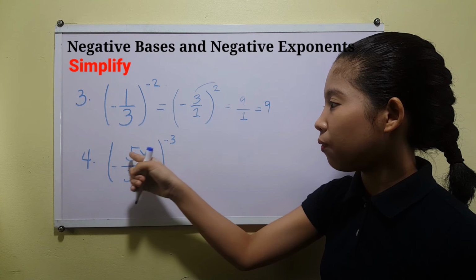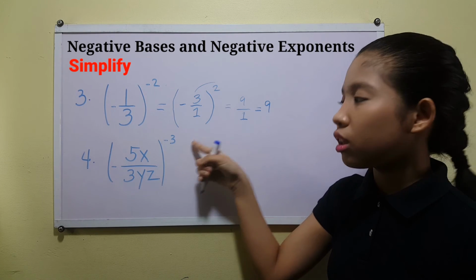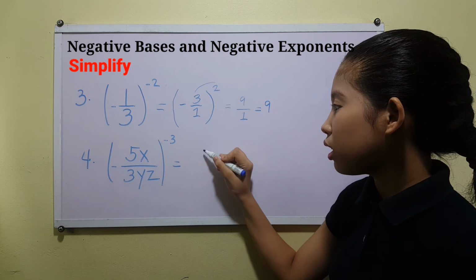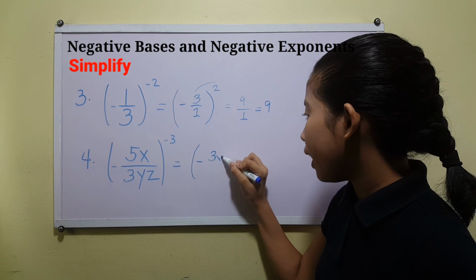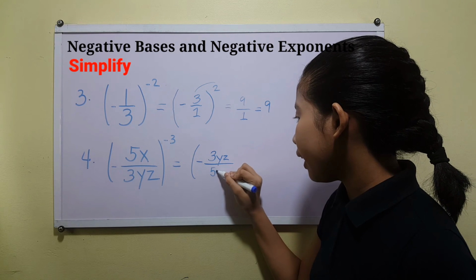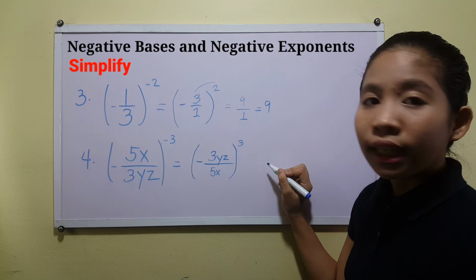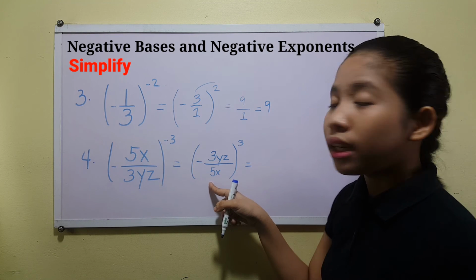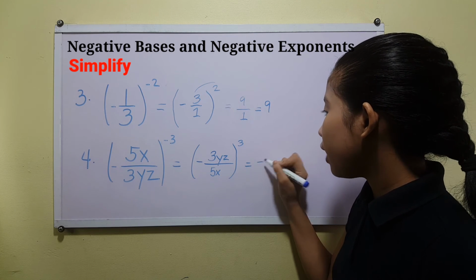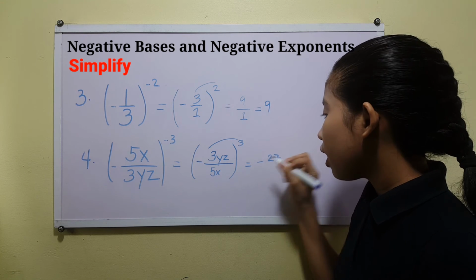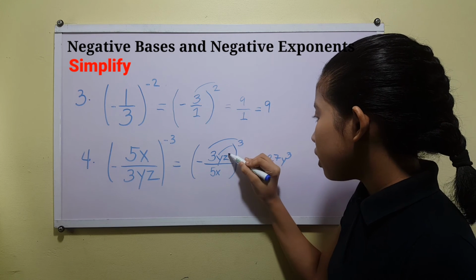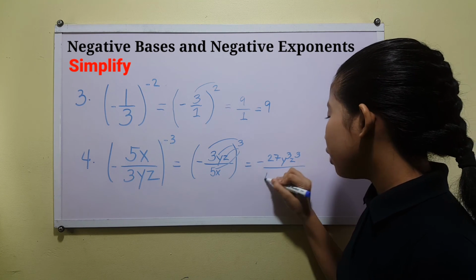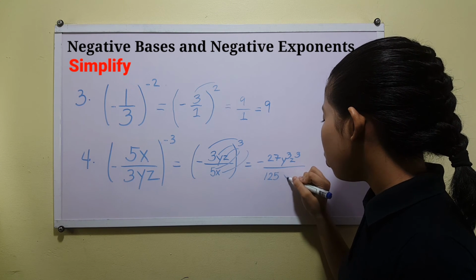Next we have quantity negative 5x over 3yz to the power of negative 3. Again, it is in a parenthesis. So both the negative sign and the base are to the power of negative 3. Our reciprocal is quantity negative 3yz all over 5x to the power of 3. Let us now distribute. As you can see, our exponent is a positive odd number and our base is a negative. So our answer will be a negative. So we have negative 3 to the power of 3 is 27. Y to the power of 3 is y to the power of 3. Z to the power of 3 is z to the power of 3 all over 5 to the power of 3 is 125. Then we have x to the power of 3, which is equal to x to the power of 3.